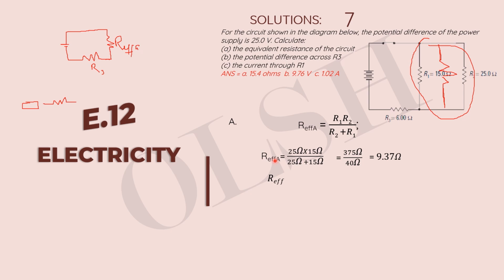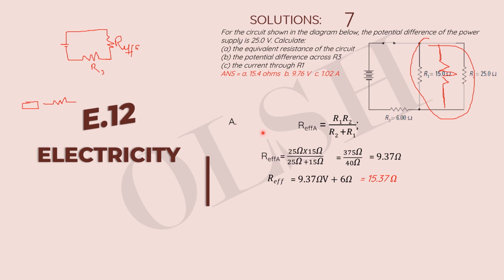So what do we do next? We find R effective for these two networks. So that will be R effective A plus R3, which will give us 9.37 ohms plus 6 ohms as the effective resistance, which is 15.37, which is approximately 15.4 ohms.